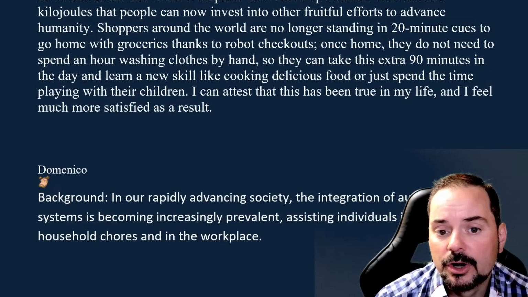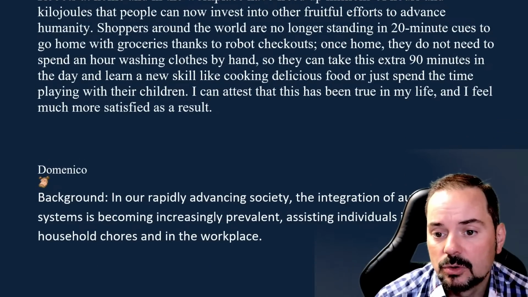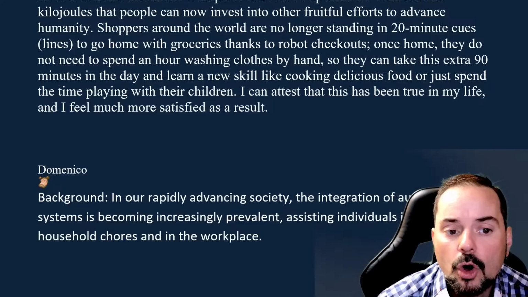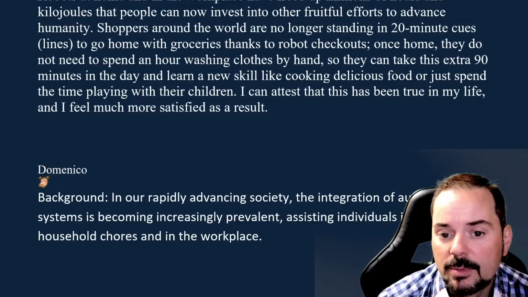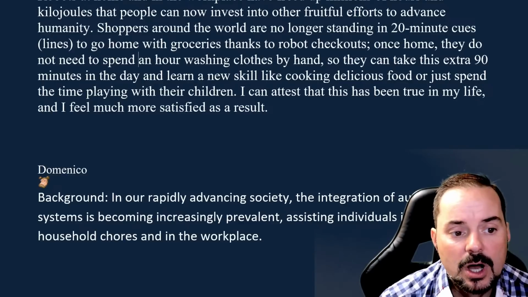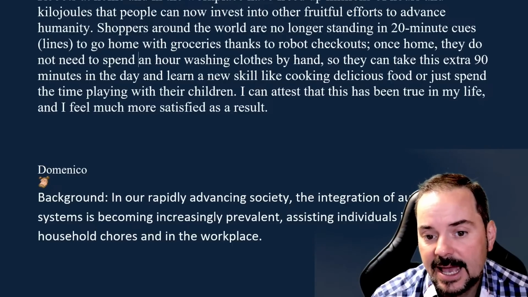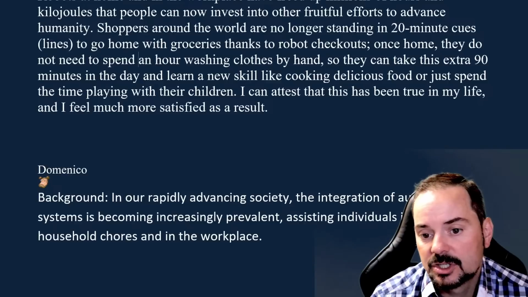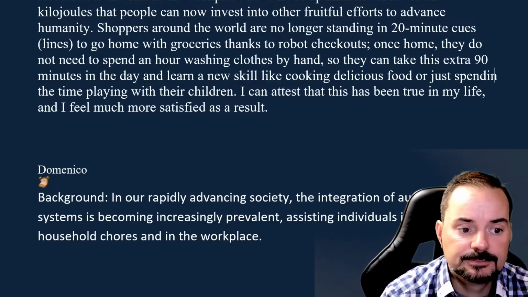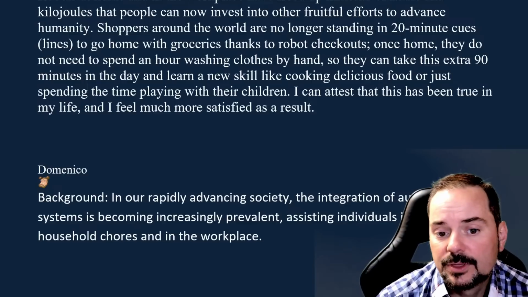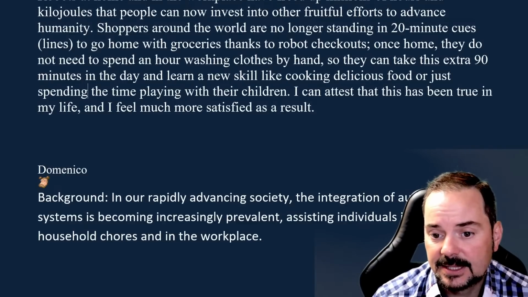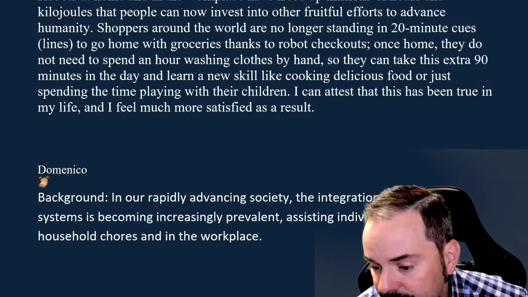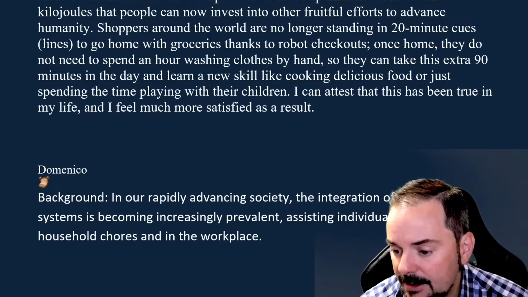Shoppers around the world are no longer standing in 20-minute queues. Queues means lines, by the way, in British English. To go home with groceries thanks to robot checkouts. Once home, they do not need to spend an hour washing clothes by hand, so they can take this extra 90 minutes in the day and learn a new skill like cooking delicious food or just spending the time playing with their children. I can attest that this has been true in my life, and I feel much more satisfied as a result. Okay.